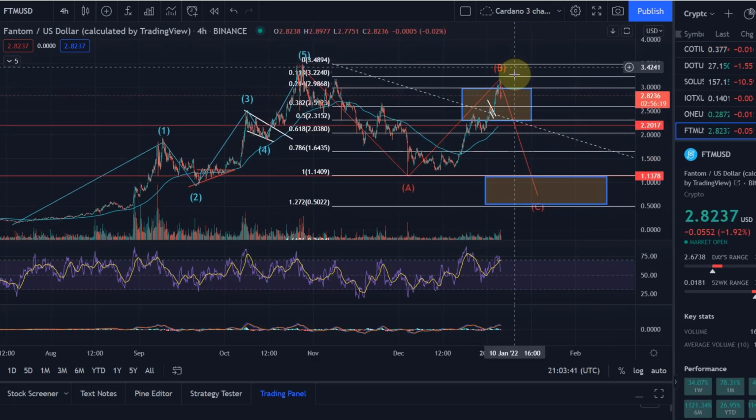I do expect in the next few weeks, and again, it's hard to give a time frame, the price to go into this area here between 55 cents and 115. If anybody thinks 115 is unrealistic, we were there only on the 4th of December.